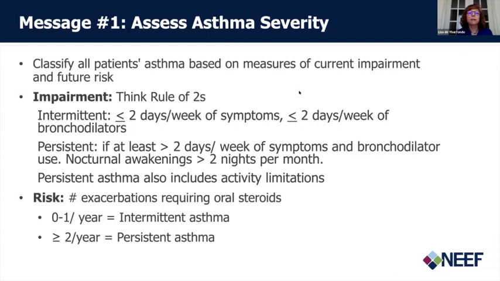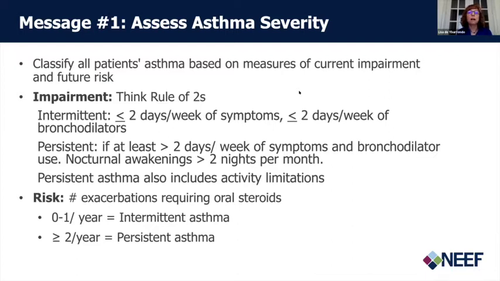Persistent is going to be greater than 2 days a week of symptoms and bronchodilator use. Also ask about nocturnal awakenings over the past month. So anything greater than 2 nights per month would be consistent with persistent asthma. Persistent asthma also includes activity limitations. So any activity limitations is going to be consistent with persistent asthma.